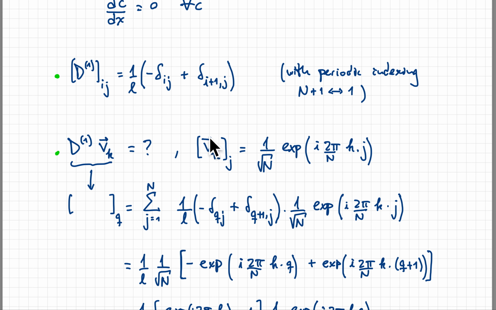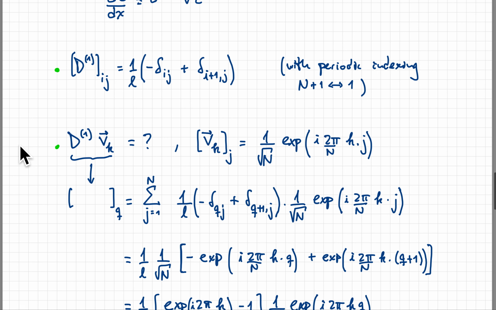So we're going to call this v sub k element j to be 1 over square root n and exponential of i 2 pi over n k times j. So these are our elements of our vector. This vector has an index k, which is a vector index. So there'll be several vectors. So k goes from 1 to n, and these vectors will have indices j or components j that are given by this formula.